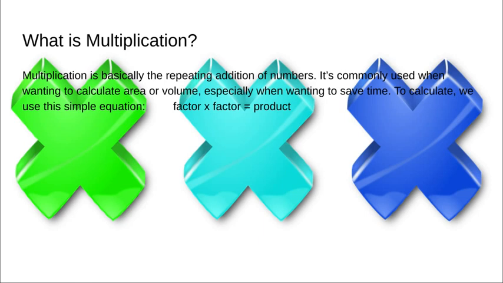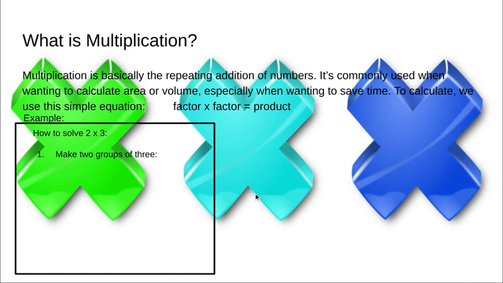To calculate, we can use a simple equation. Factor times factor equals product. So here's an example. This is how to solve the problem 2 times 3.